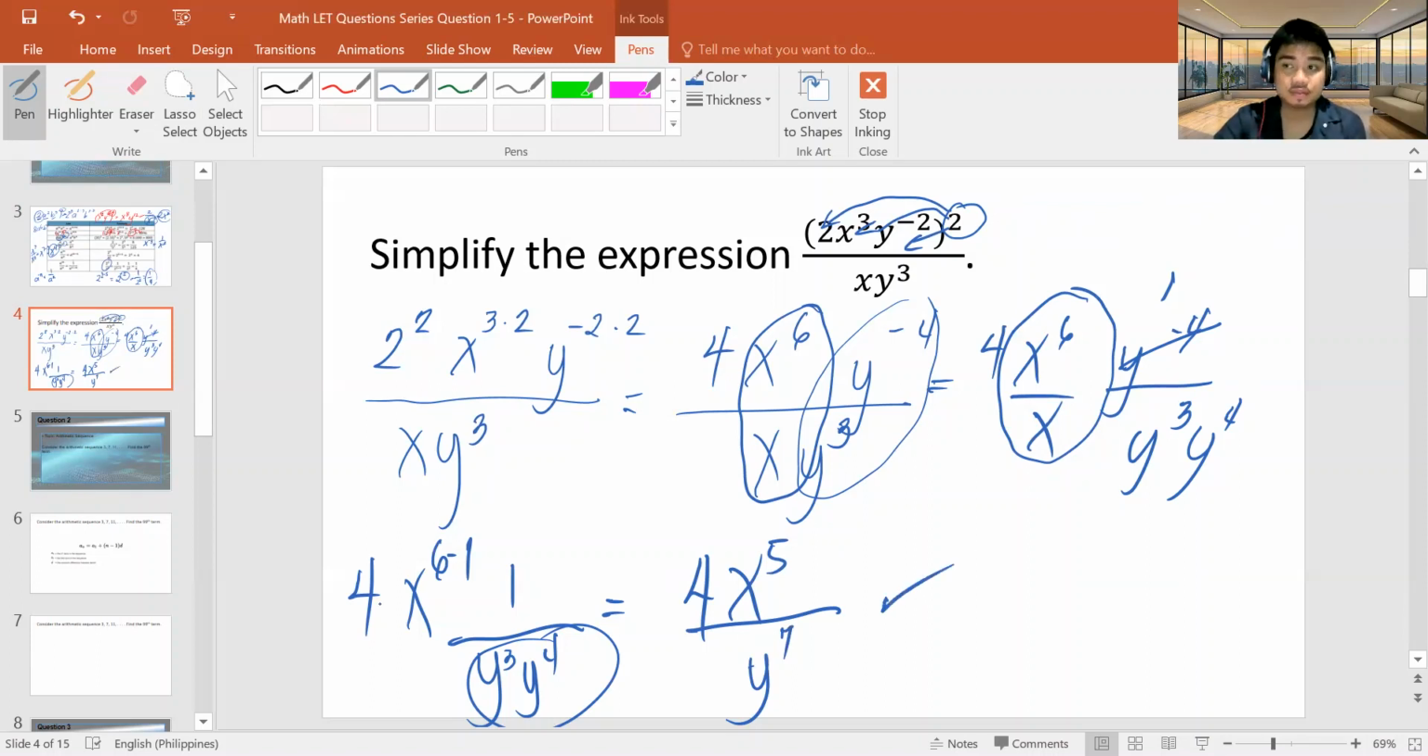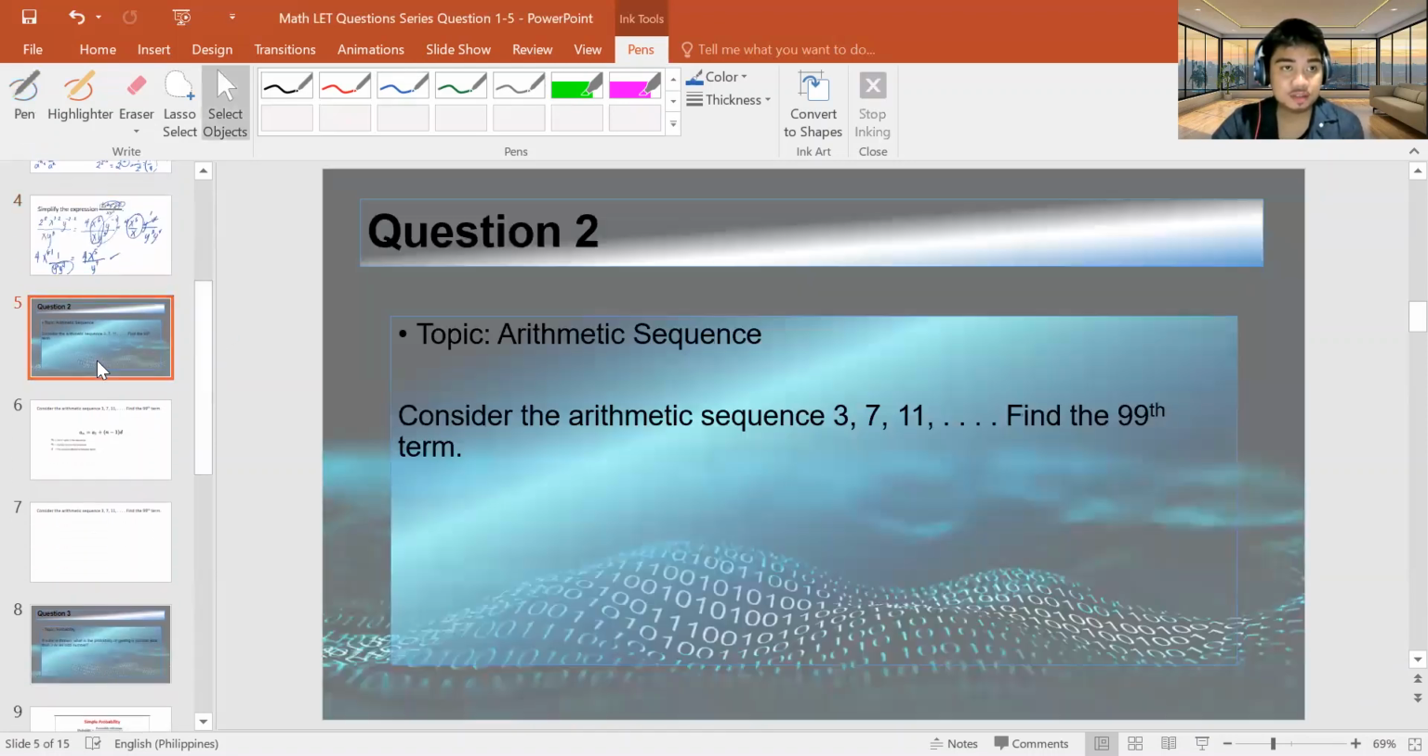Next. Okay, that is our answer for number 1. Okay, next problem. So, we have arithmetic sequence.